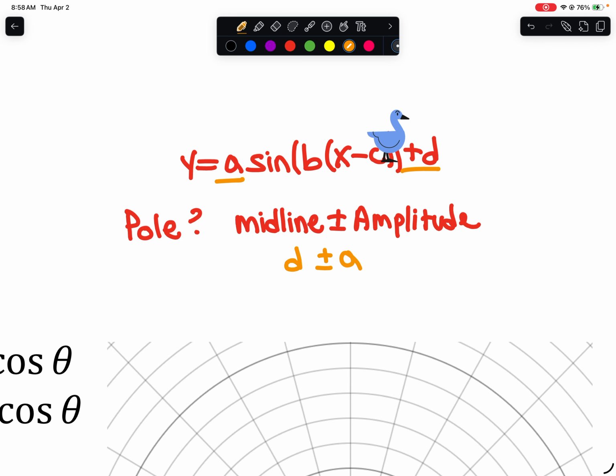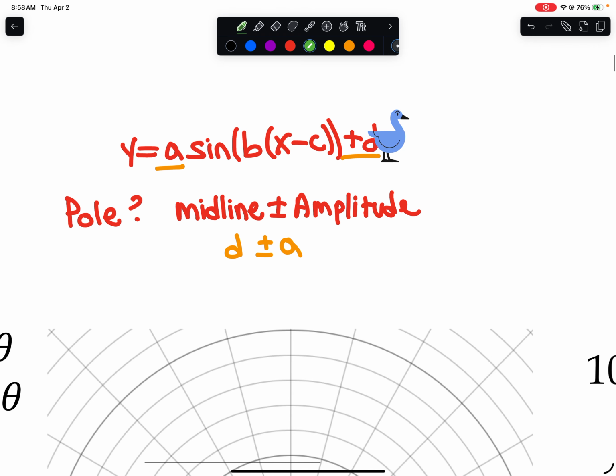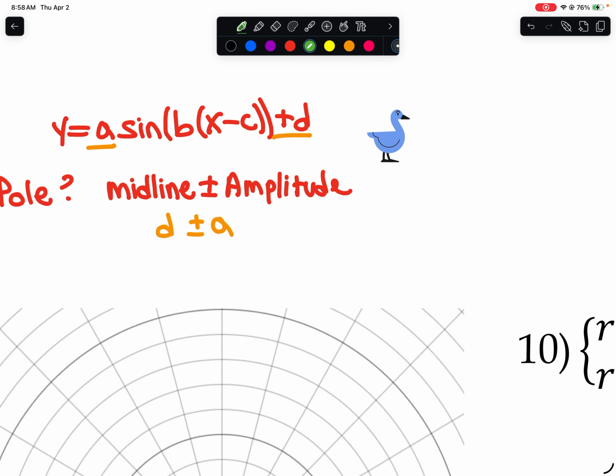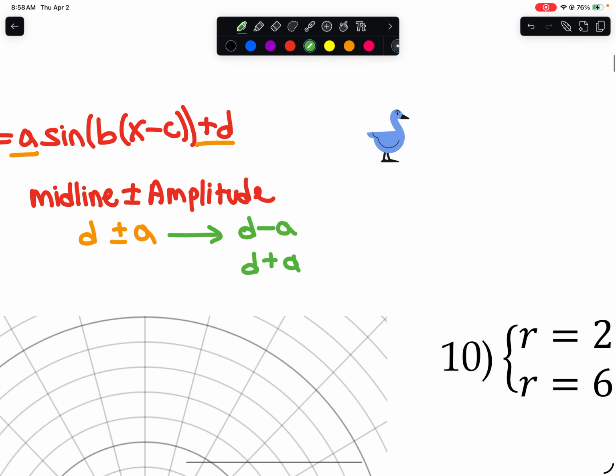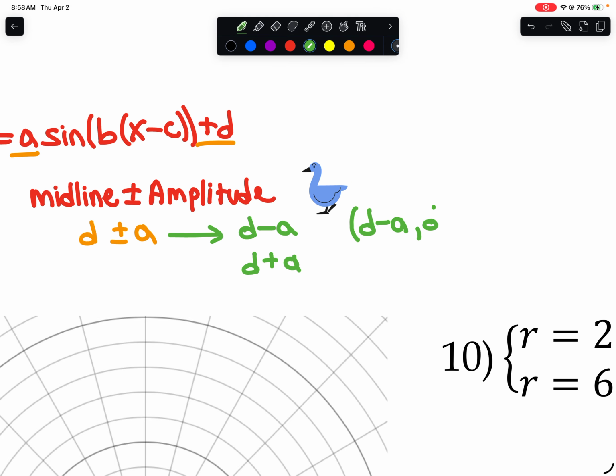So that's just kind of a quick little recap. Whenever you do your midline plus or minus amplitude, you're going to generate 2 values. You're going to have a value that's d minus a, and then a value that's d plus a. What you're checking is whether 0 is included in the interval from d minus a to d plus a. If 0 is included, that means the pole is a point on that graph.